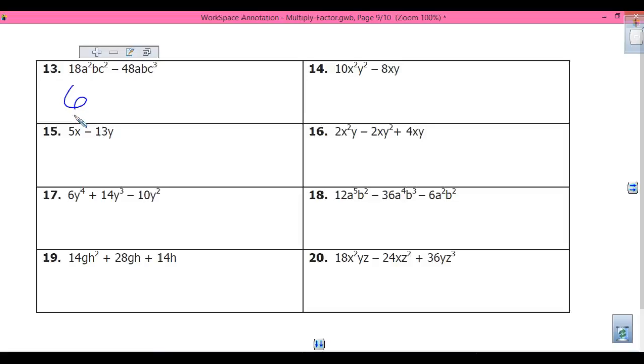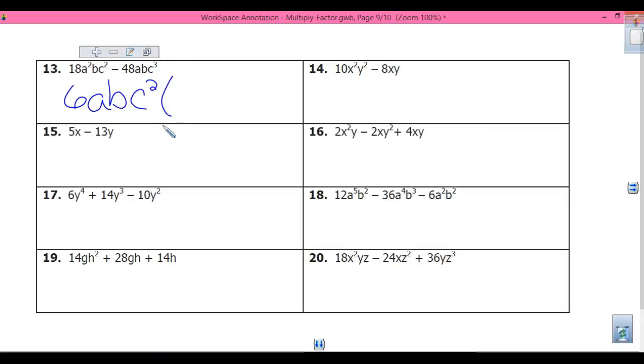All right, so now I have an A squared and an A. What can come up? Just the A, yep. Do I have a B in both of them? Okay. All right, now with my C's, I have a C squared and a C cubed. I can take C squared, good. Okay, C squared is the smaller of the two, so I can take it out.